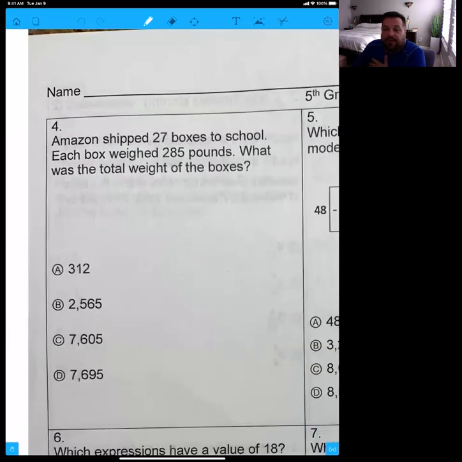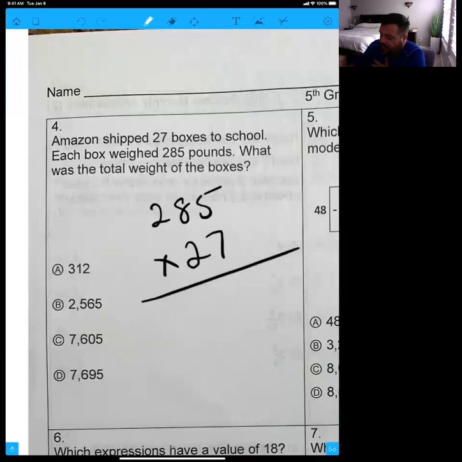Number 4, pause the video and do it. So number 4 is a review from the first test, right? This is the first time we're going back. Total weight of the boxes, 285 pounds times 27 boxes. What is the total weight? Well, I would hope you guys would immediately realize that it can't be A or B because those are too small.